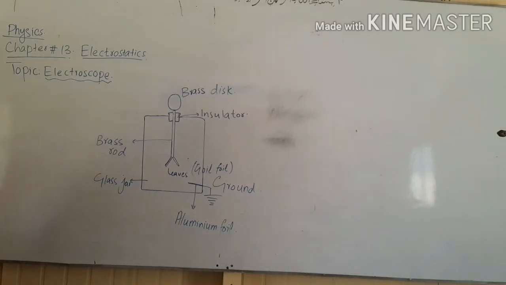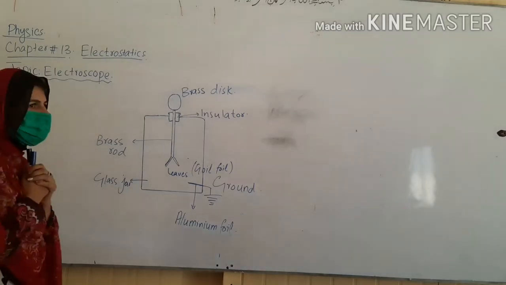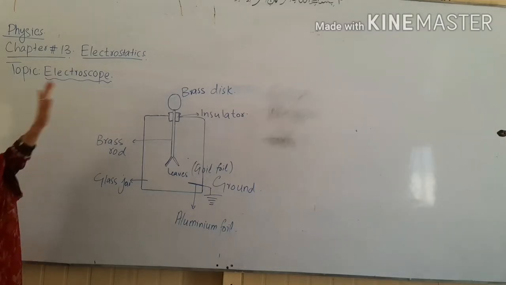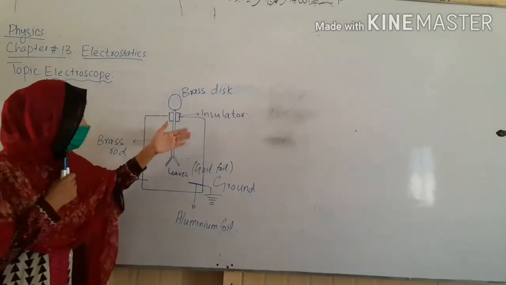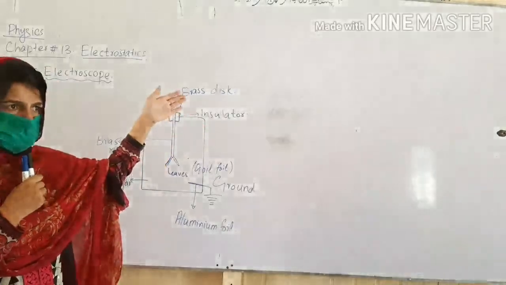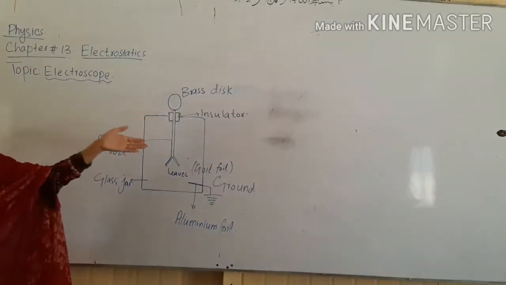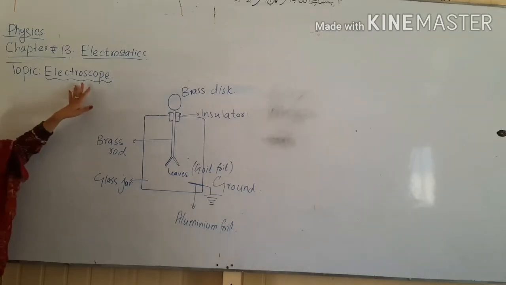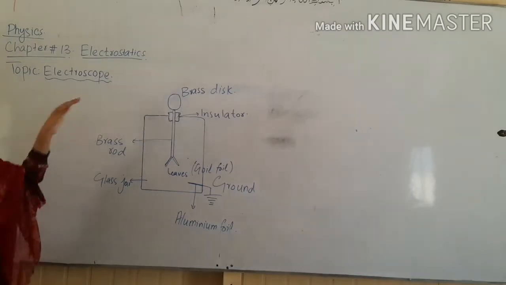Today we will discuss the topic of the electroscope, chapter number 13, electrostatics. Before this, just have a recap. We have discussed the production of charges and then electrostatic induction, and you can see the process of electrostatic induction here with its uses. First of all, the electroscope is a device.